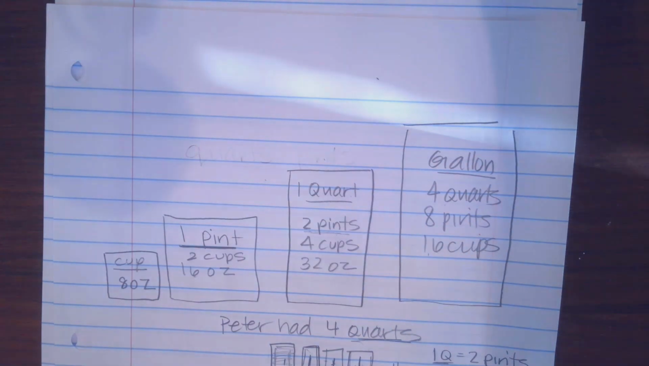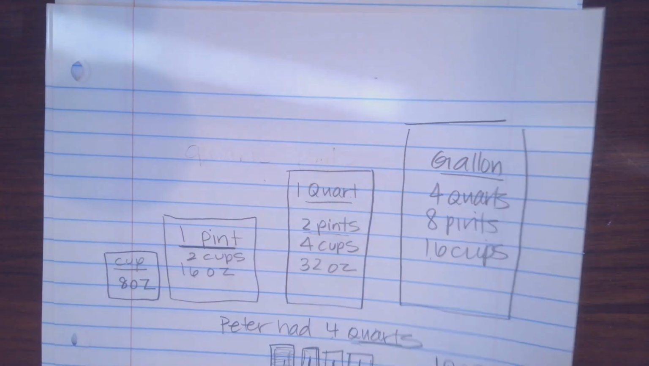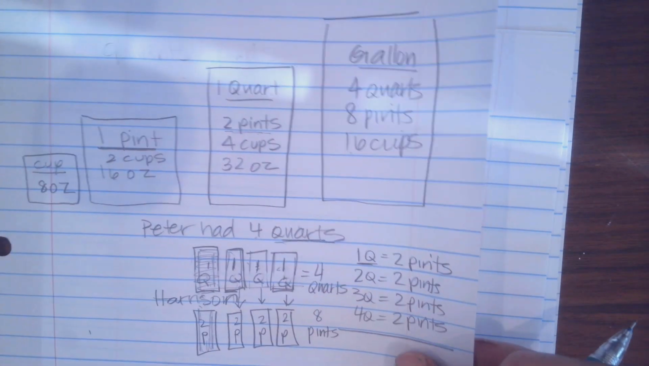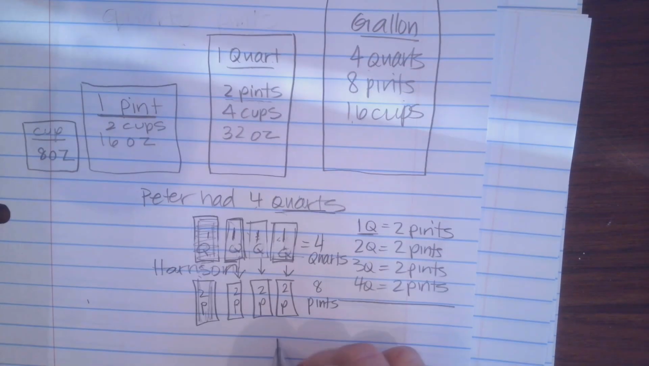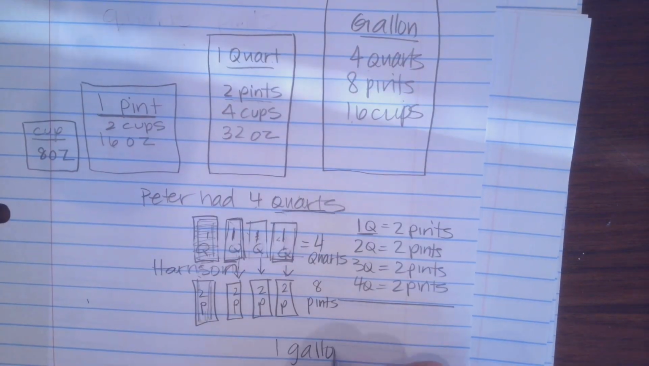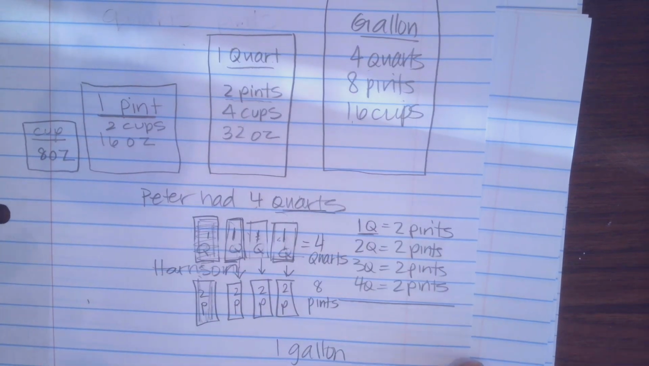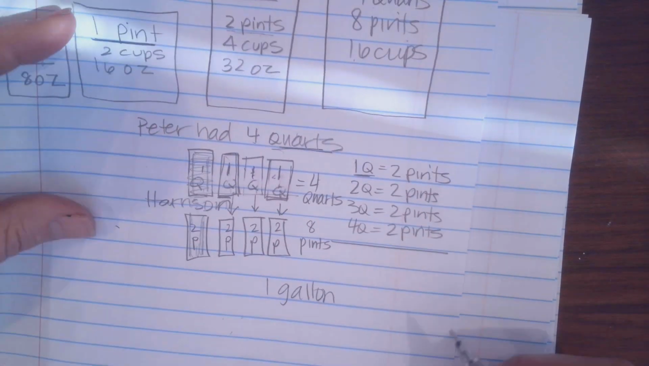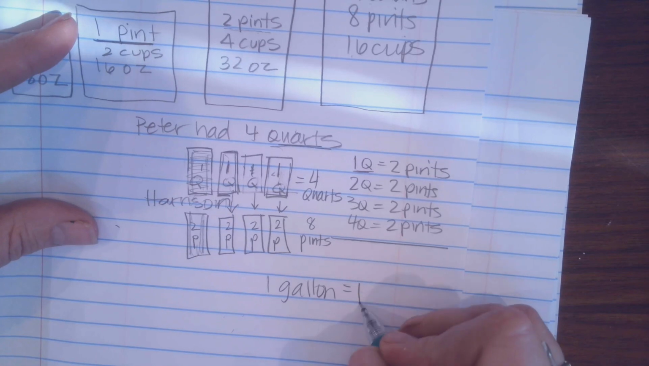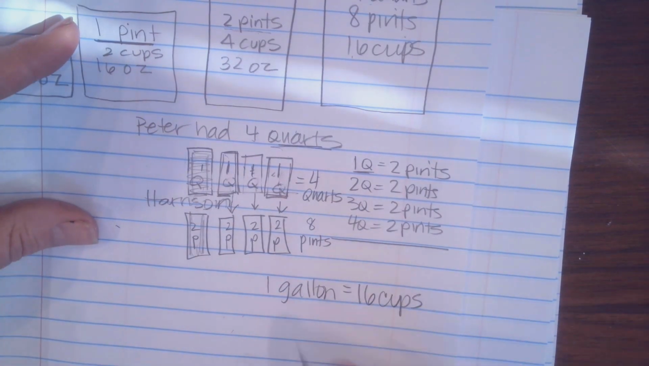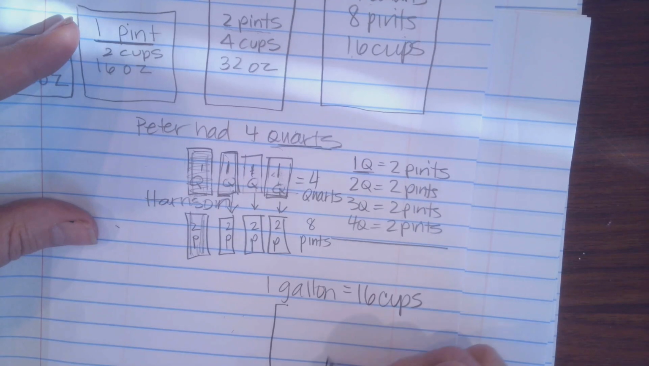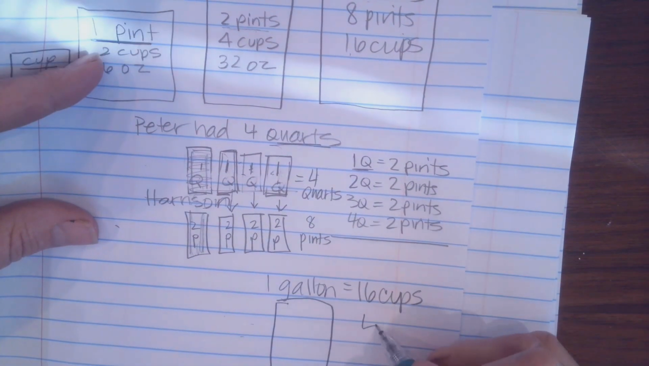Okay. So if someone said, this time I'm not going to use the twins. I'm going to use you and me. I have 1 gallon of milk. But you say, Anne, that is too heavy for me. I'm going to do mine in cups. 1 gallon equals 16 cups. So I have this big gallon and you have 16 measuring cups.